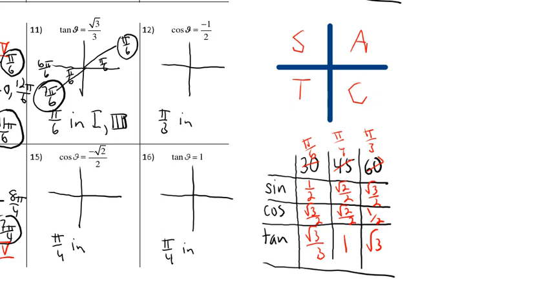How about number 15? What two quadrants can we be in? 2 and 3. And what are our two answers? 3 pi over 4 and 5 pi over 4. Good. 3 pi over 4 is my second quadrant answer. 5 pi over 4 is my third quadrant answer.